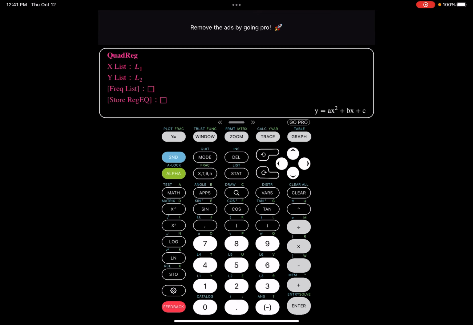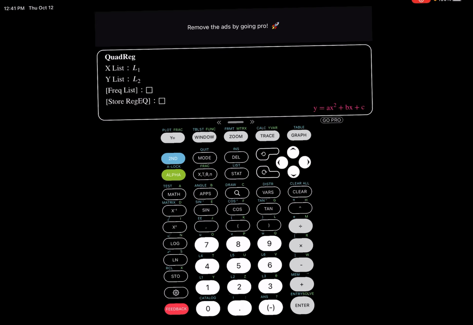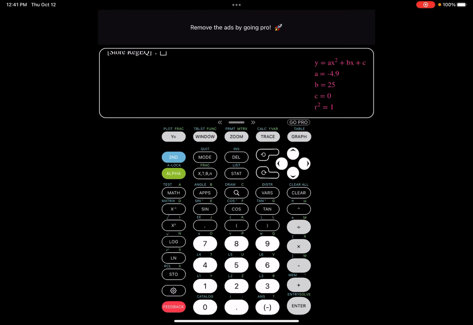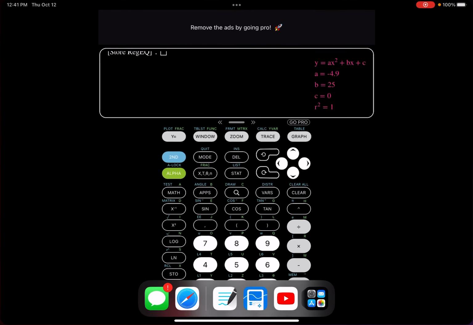Okay. Sorry, this is being a little funky. Let me flip it for a second so I can see it. It's just because my iPad's flipped the other way. So, negative 4.9 and 25. Okay, that's my A, B, and C.